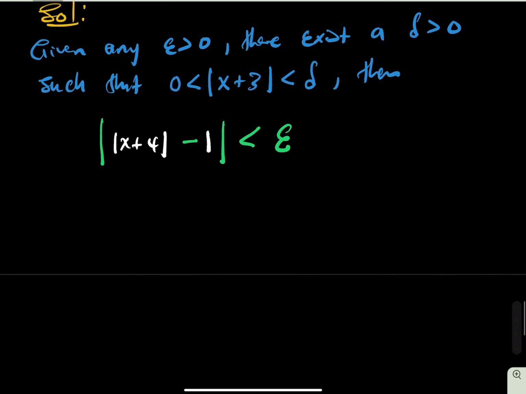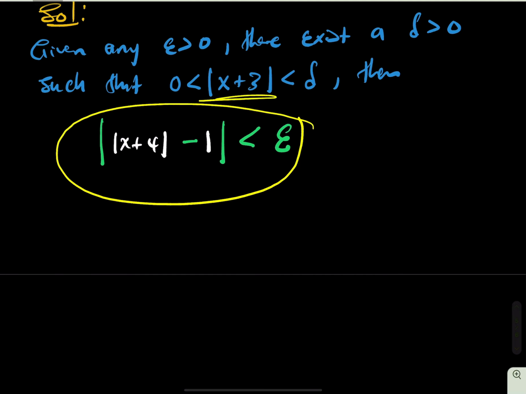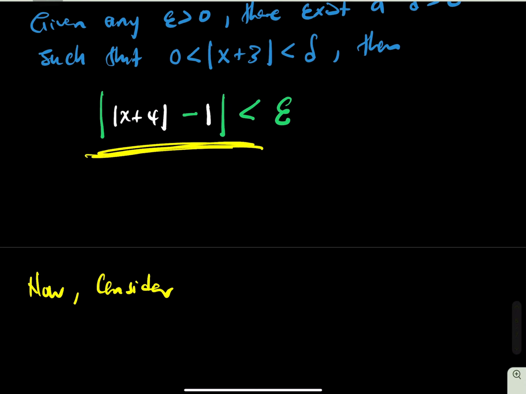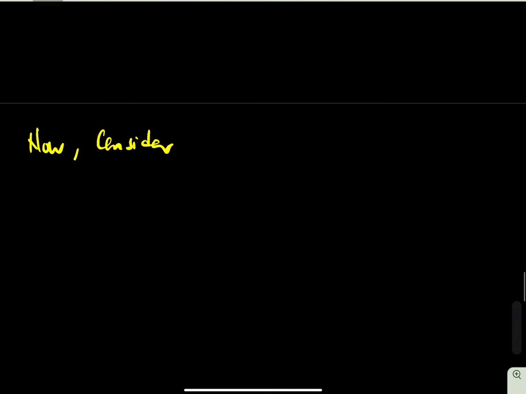Now you are going to compare this one and that one. In most cases, you are going to be proving that this stuff is going to give you somehow, somewhere, the absolute value of x plus 3. So that should be very easy, I must say. So now let me consider this particular situation: the absolute value of x plus 4 minus 1 is less than the epsilon.